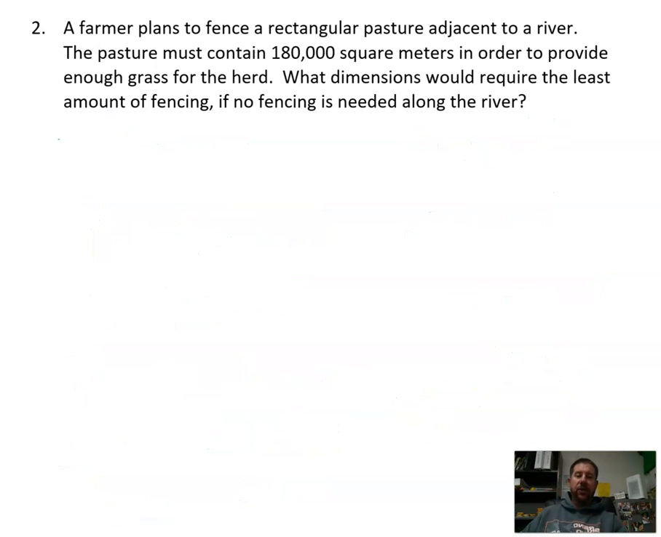Okay, here we go, number 2. A farmer plans to fence a rectangular pasture adjacent to a river. The pasture must contain 180,000 square meters in order to provide enough grass for the herd. What dimensions would require the least amount of fencing if no fencing is needed along the river?